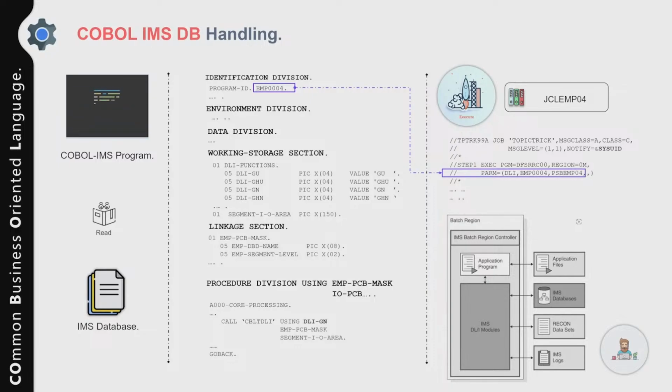DFSRRC00. Now there are four different parameters that we have specified with the PARM option. The first one is program type, and in that I've specified DLI. Then we have program name, where I've specified the program name. After that we have PSB name, where I've specified the PSB name.